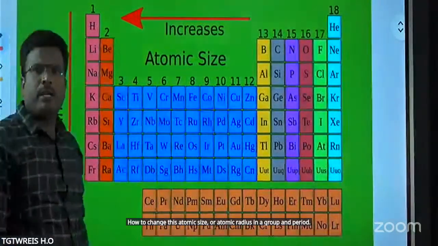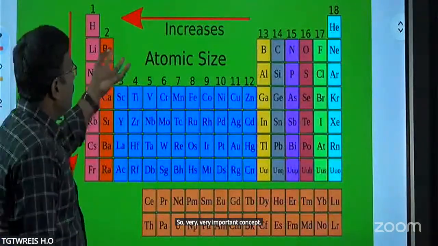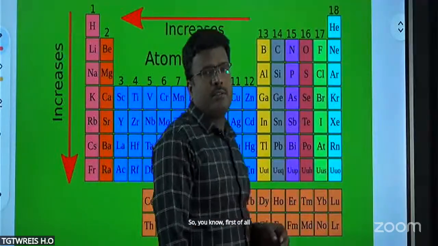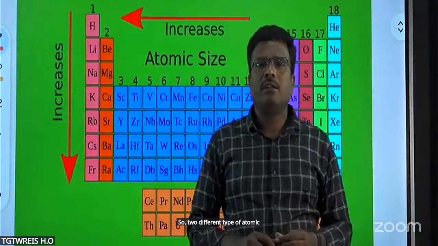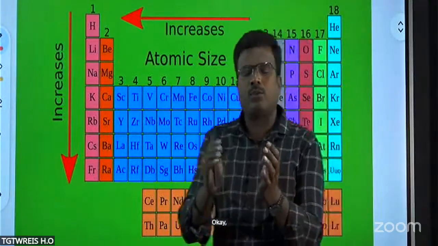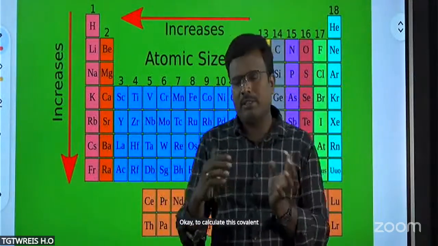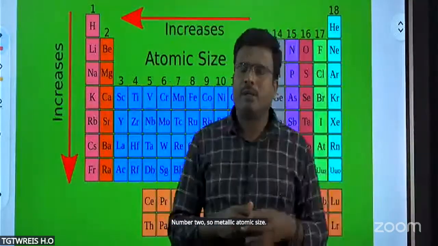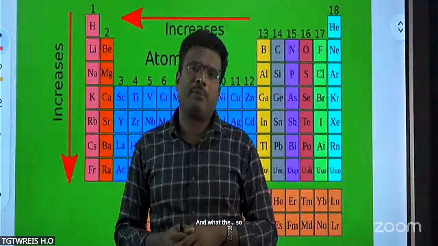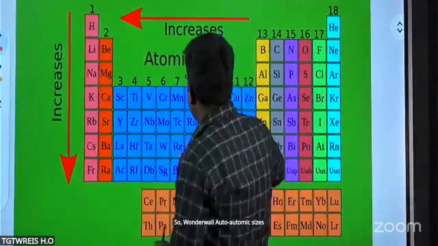So this is a very, very important concept. First of all, atomic size. Three different types of atomic sizes are there. Number 1, covalent atomic radius. Number 2, metallic atomic size. Number 3, van der Waals atomic size. We will see this in the picture for better understanding.